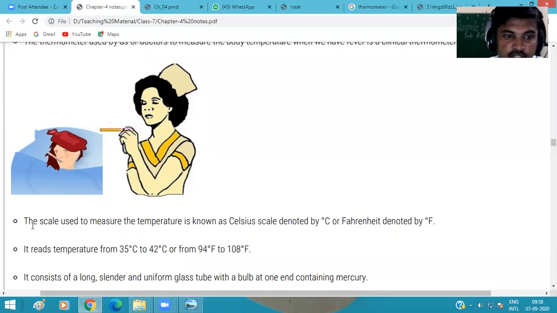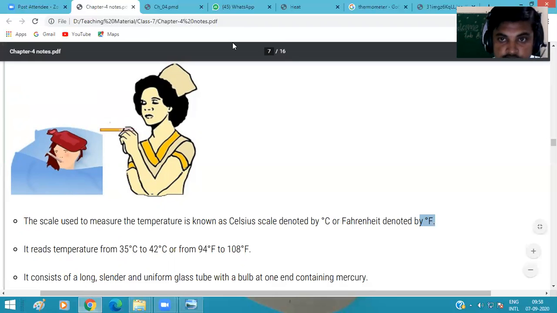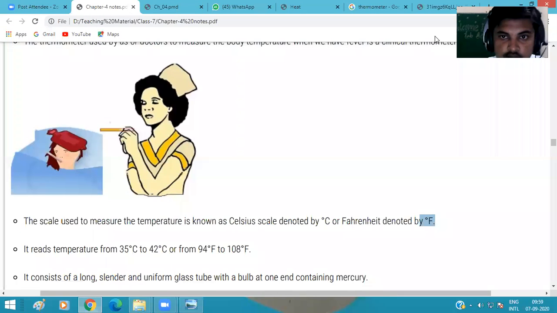So the next point, the scale used to measure the temperature in the clinical thermometer. There are two types of units we already discussed. The first one is Celsius, denoted by degree Celsius, which means the thermometer shows the temperature in two types of units. The first one is degree Celsius and the other is Fahrenheit. So it shows both types of units.